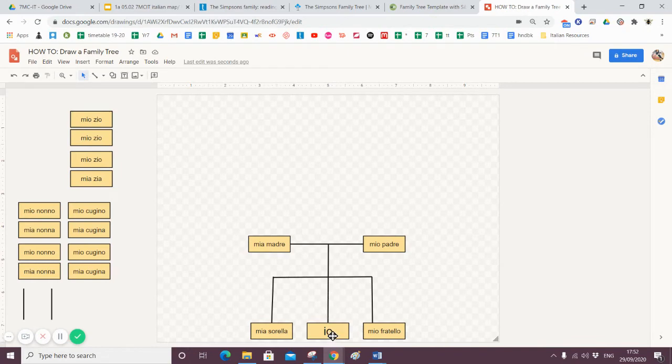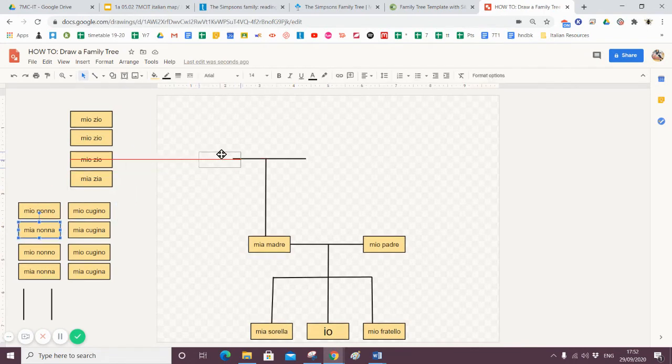So like I did for me, coming out of my mum and my dad, I'm going to do my mum's parents. So let's give my mum a line that says that she has come from her parents. And her parents, they're not called mum and dad because this is about me. They're called grandparents. So mia nonna, my grandmother, who I refer to as Nana in my house, and mio nonno, my grandfather, who I refer to as Papa in my house.